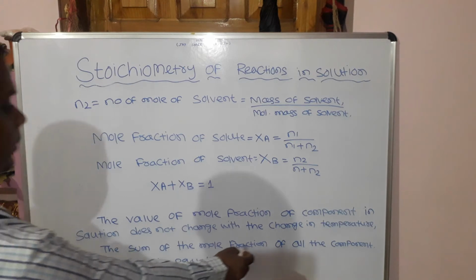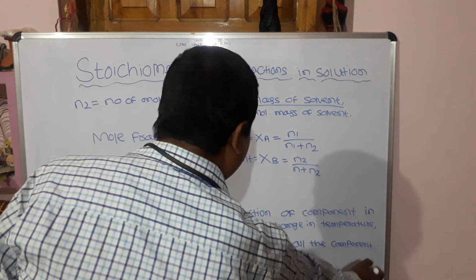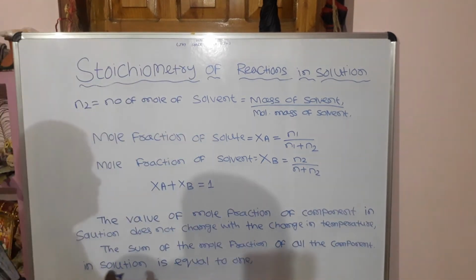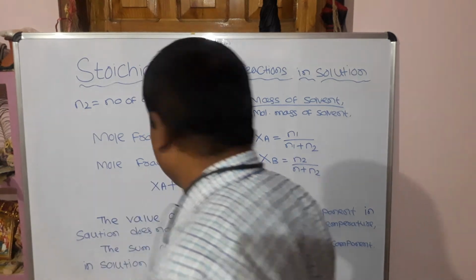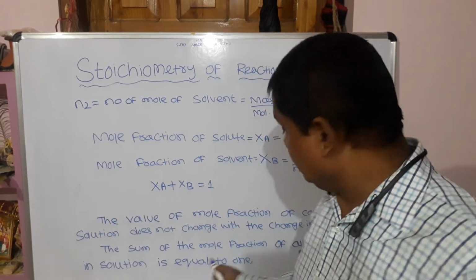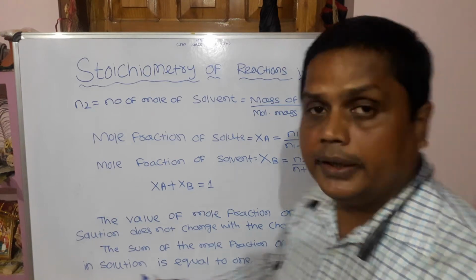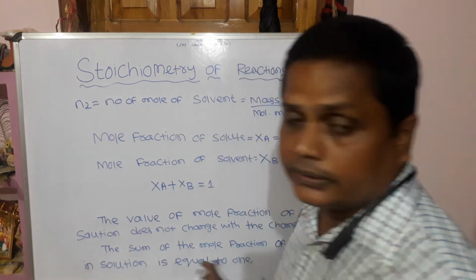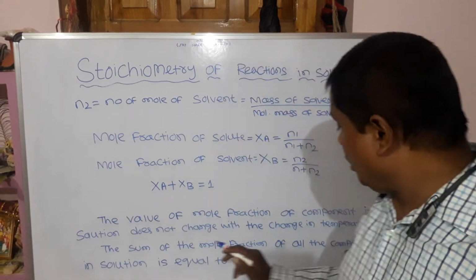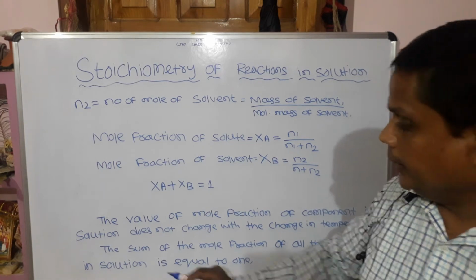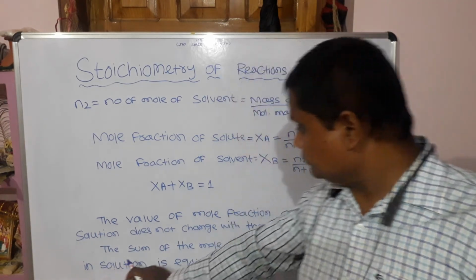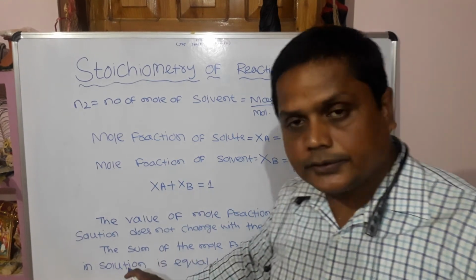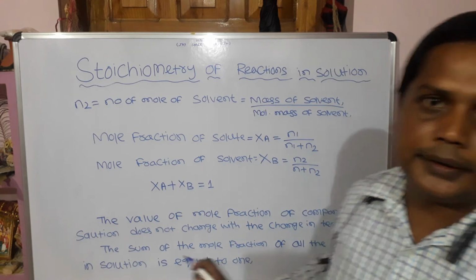The sum of the mole fractions of all the components in a solution is equal to 1.